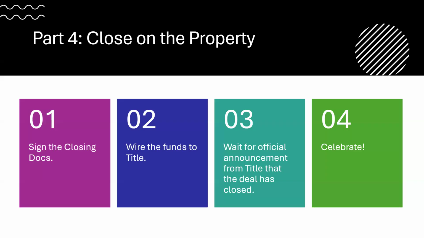So the last part is to actually close on the property. That means once you've gotten all the financing in place and everything looks good and checks out, you move on to legally transfer the property into your name. The way to do that is, number one, sign the closing docs, whether in person or remotely. Two, actually wire the funds to the title company so that we can have the exchange of ownership and funds as agreed upon. And third is to wait for the official announcement that the title for the deal has officially closed and transferred.